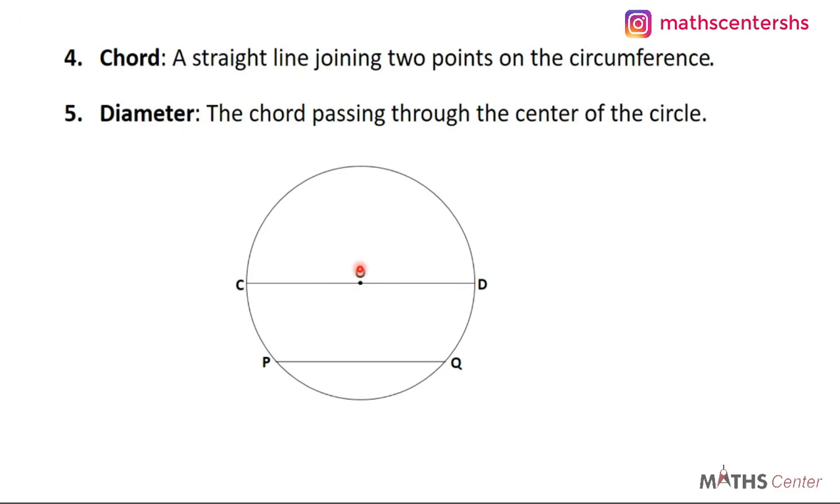We are calling the center O, and the line touches the circumference at this point, and it touches the circumference at this point. So this line, line CD, is referred to as the diameter. It is a chord because it touches 2 points on the circumference, but because it passes through the middle, it is given the name the diameter. I hope this is clear.